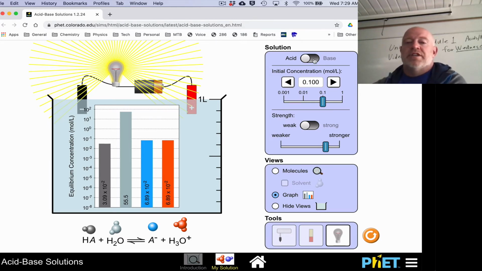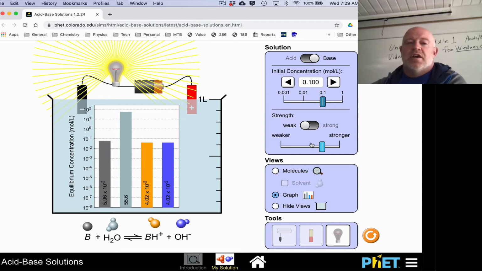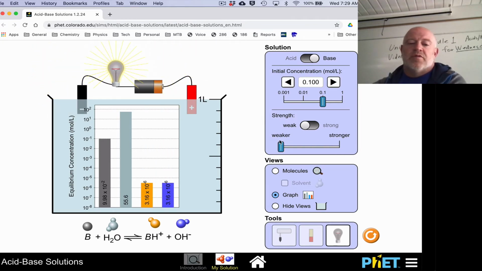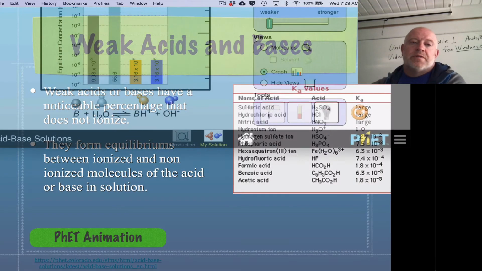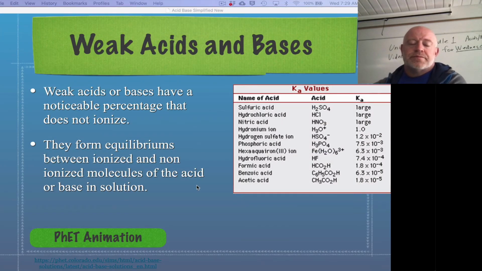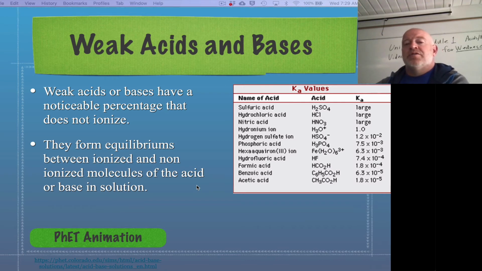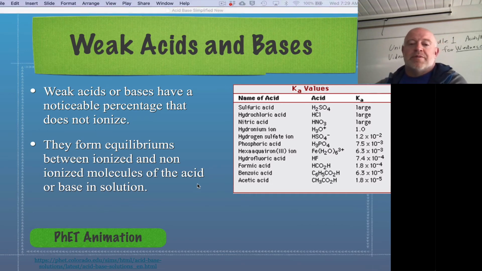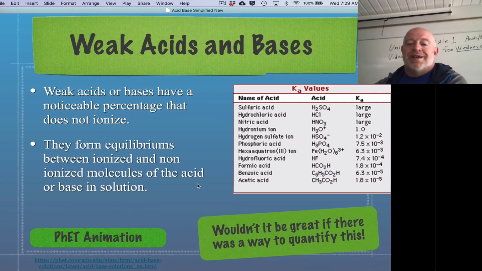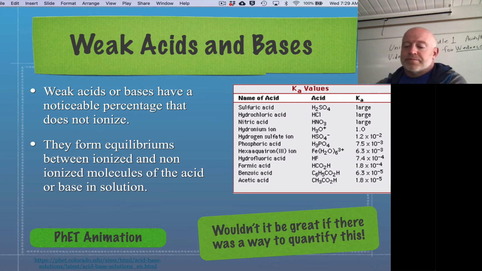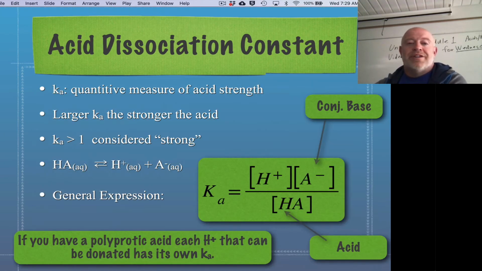Okay. Now we can do the same thing for bases. It doesn't change anything. It's the exact same scenario, except we're producing a conjugate acid and hydroxide ions instead. Okay. So the takeaway here is that if you have a weak acid or base, you're not going to get 100% ionization. So if you don't get 100% ionization, we form an equilibrium, okay? And if we form equilibriums, that means we probably want to have a way to quantify this, okay? And again, this is not new to us. We've already done this before.